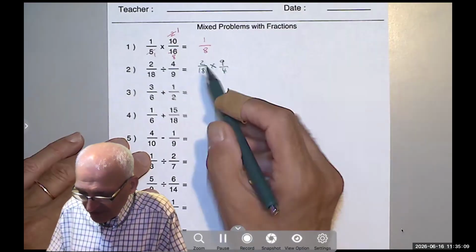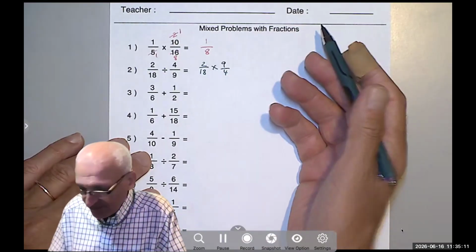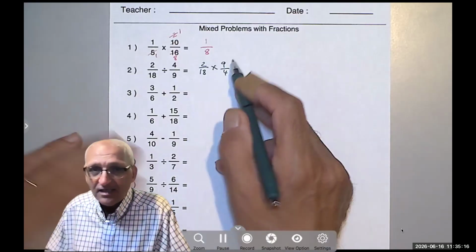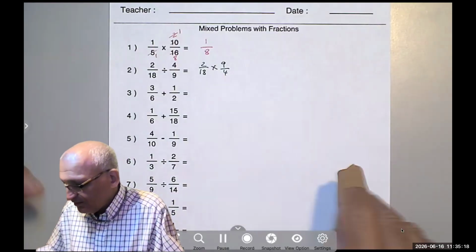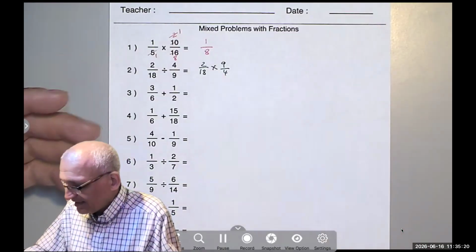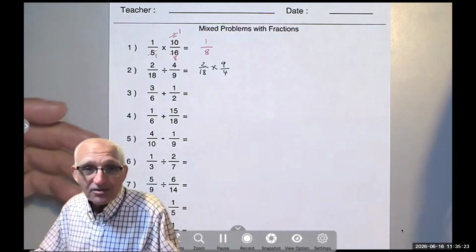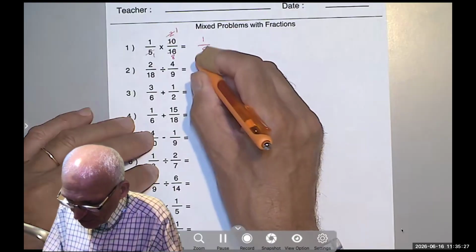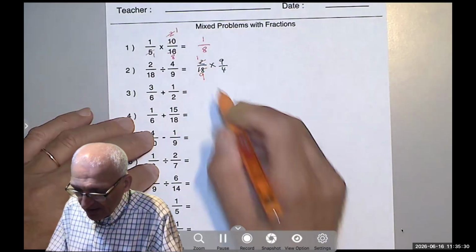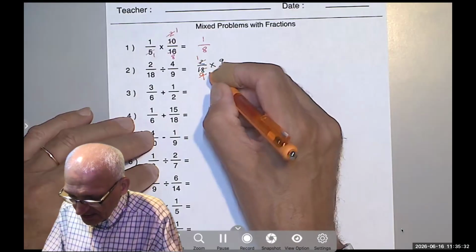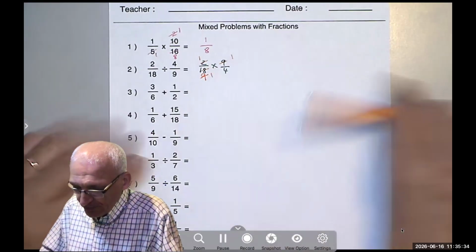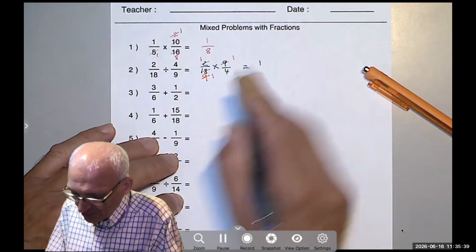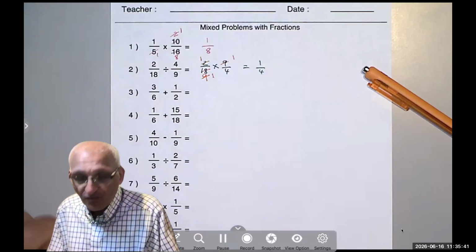You can do whatever. 2 and 18 are both even, or 2 and 4 are both even, or 9 and 18. 18 is divisible by 9. It doesn't matter. As long as you do it correctly, it doesn't matter which one you do first. So let's say they are on top of each other. I divide by 2. This would be 1. This would be 9. 9 over 9 is 1. So I divide by 9. So the numerator is 1 times 1, 1 again. The denominator is 1 times 4, 4. So it's 1/4.